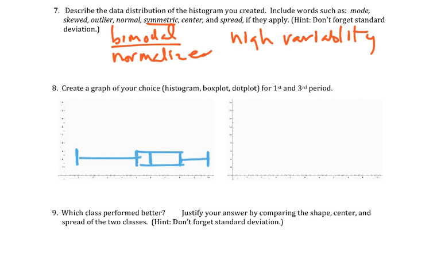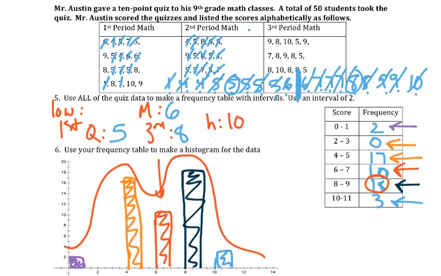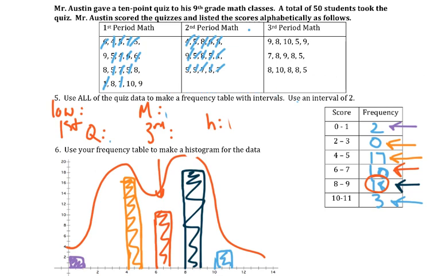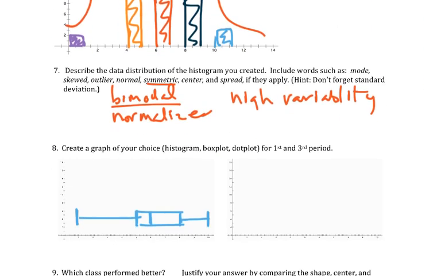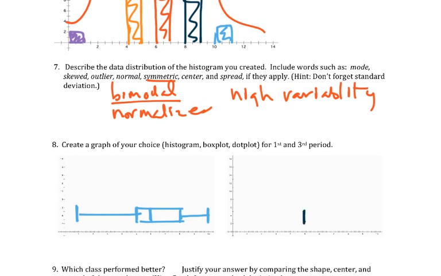Okay? And we want to do the same thing for third period. Okay, so our lowest is 5, 5, and 5. Okay, then no 6s, 1 7. Then 6 8s. Three 9s and 2 10s. Okay, so our low is 5, our high is 10. So down here, a low of 5, high of 10.